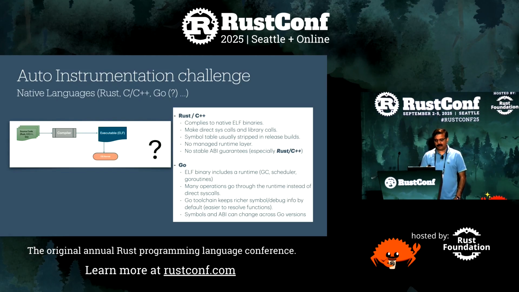In Rust and C++, the code compiles straight to a native ELF binary. We are talking about Linux, we're not talking about Windows as of now, and I'll tell you why we're not talking about Windows afterwards. So the code compiles straight to native ELF binaries with no VM in between.